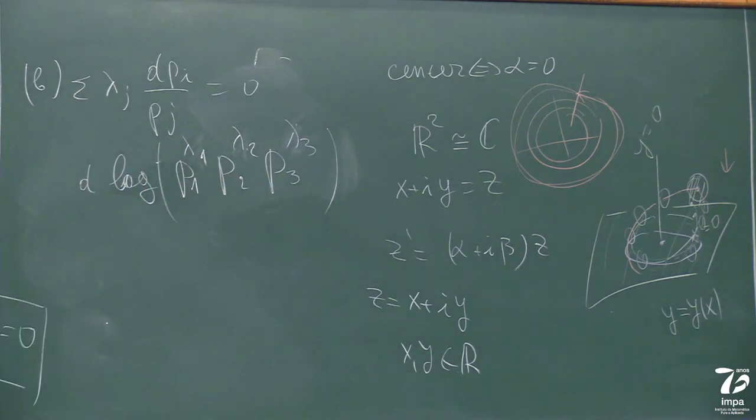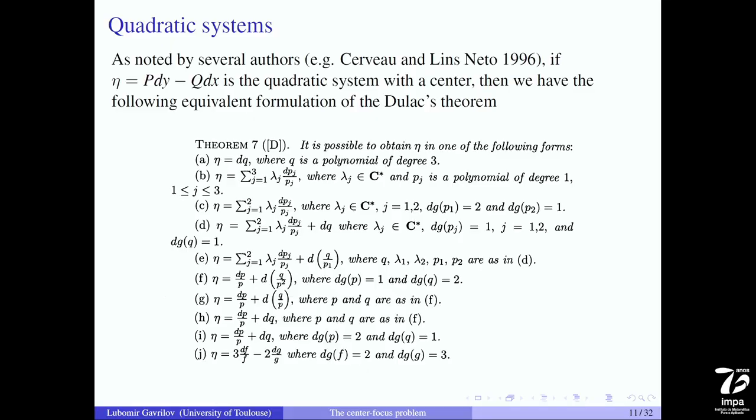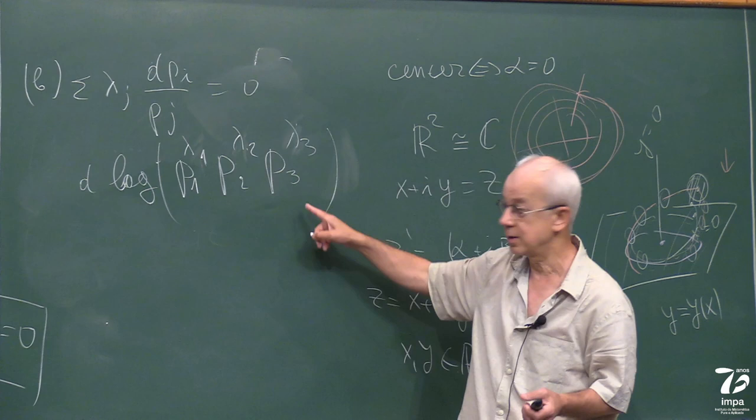Okay. Yeah, it's lambda. The second is a first integral like this. And you can continue. And in each case, you can write down the appropriate first integral. And the idea is that a system which has a first integral most probably has a center. These functions are not polynomial. They are even transcendental. For instance, this function is transcendental.